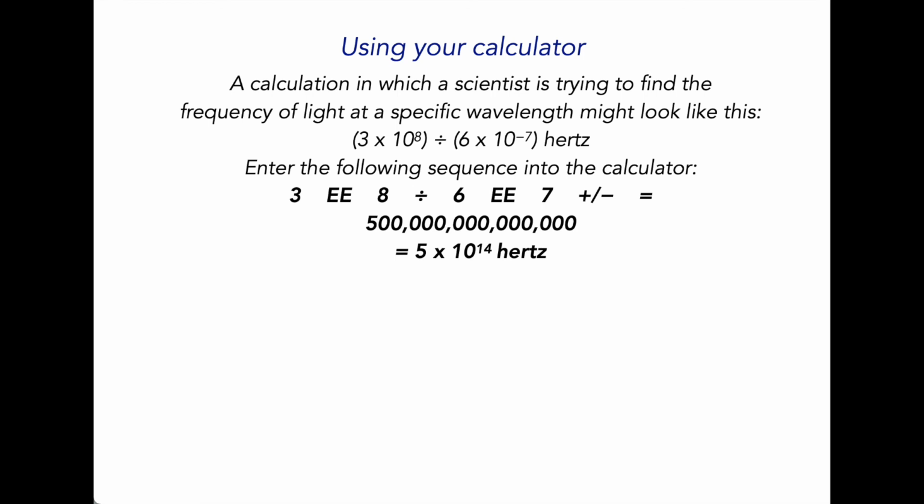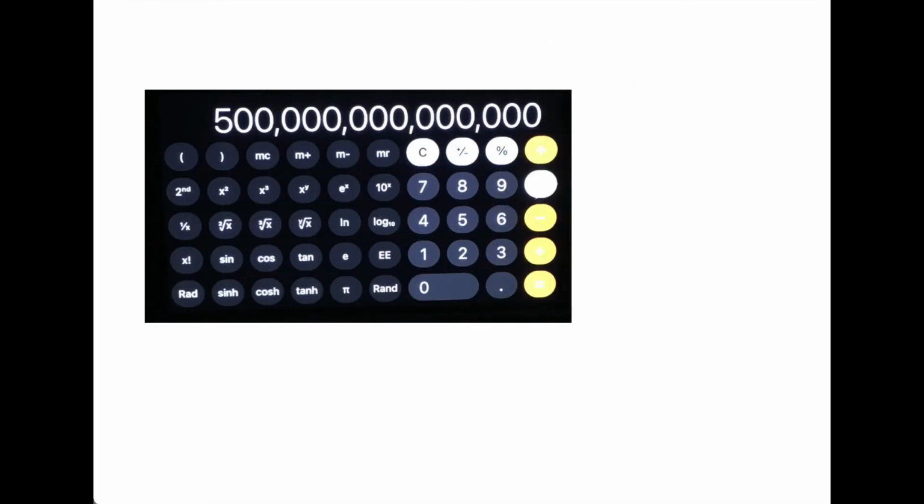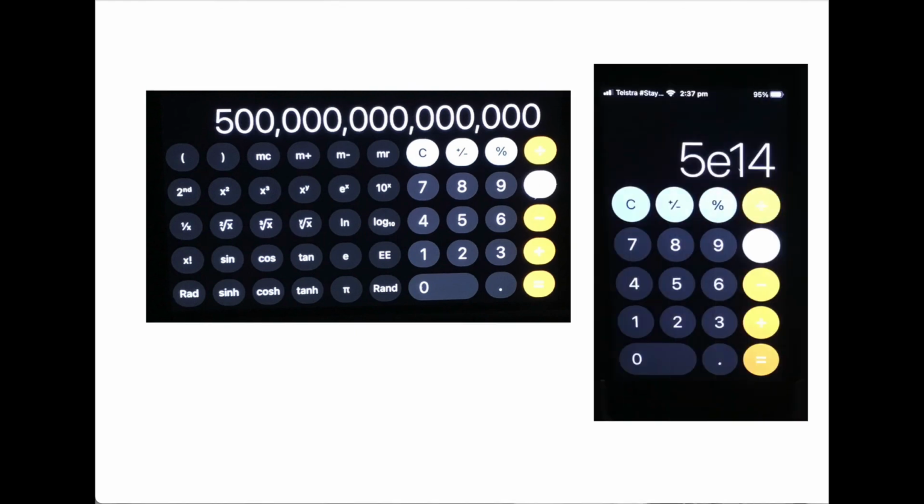But suppose you wanted your calculator to show you the answer not as a big number, 500 million, but as scientific notation. Well, here's another little trick. When you've entered the numbers and got the answer as 500 million, simply turn your calculator sideways again. So instead of landscape, it's in portrait mode, and you'll see the answer is now in scientific notation as 5e14, meaning 5 times 10 to the power of 14.